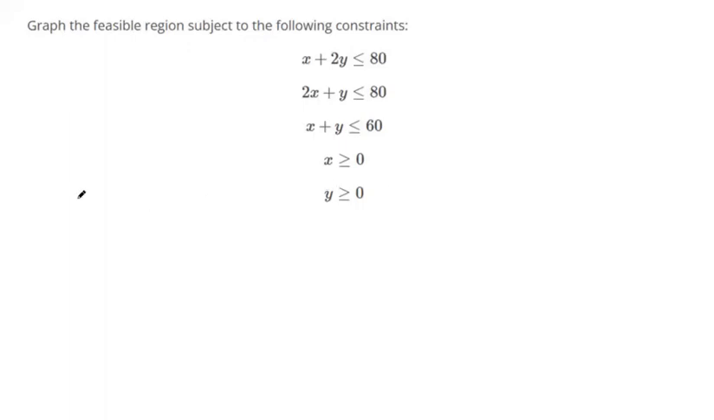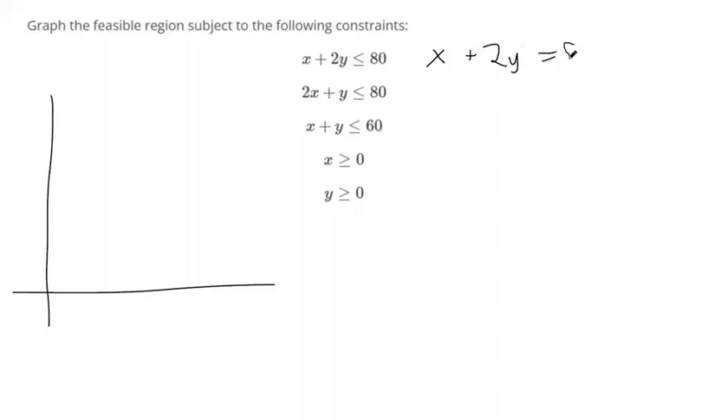So to graph the feasible region, treat these as if they were equations and graph them like they were normal lines to start. Okay, we'll come back to the inequality in just a bit. So to graph this, I could graph it by using the intercepts. I could plug in 0 for y, and I get x is 80.